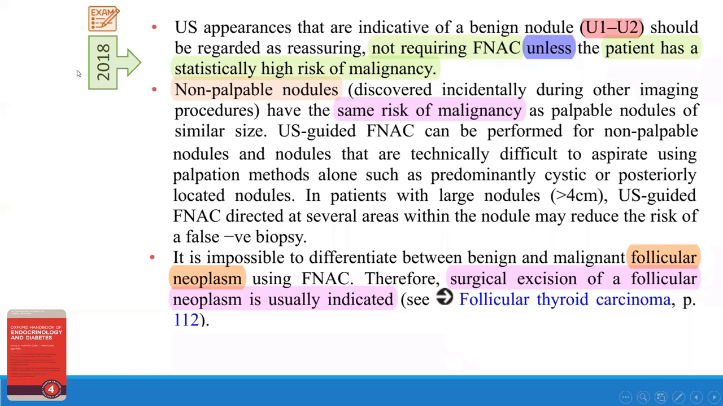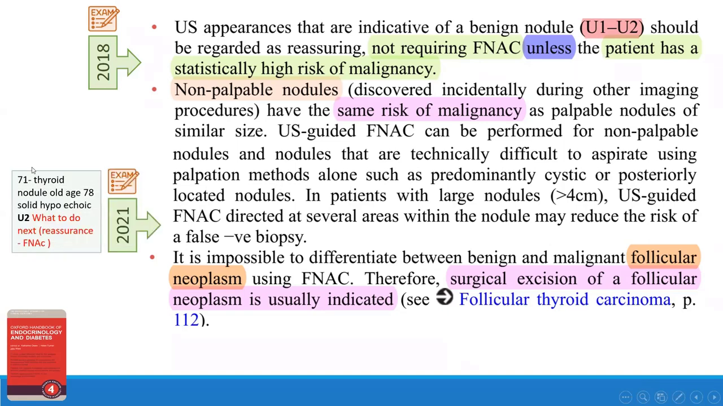In our exam, they asked a question about a patient with U2 and no suspicious feature, no risk factor of malignancy. In this situation, there is no need for fine needle aspiration biopsy, just follow-up. But if they mention U2 and the patient has a family history of thyroid cancer, you need to do fine needle aspiration biopsy. Another question, in 2021, mentioned a thyroid nodule in an old patient, 78, solid, hypoechoic, and U2. What to do next, reassurance or fine needle aspiration biopsy?